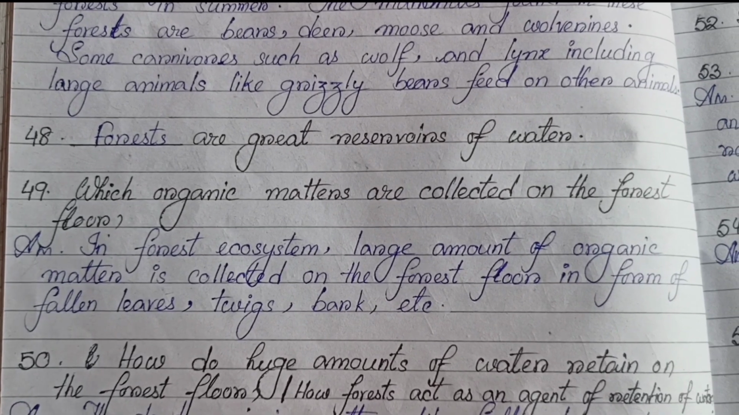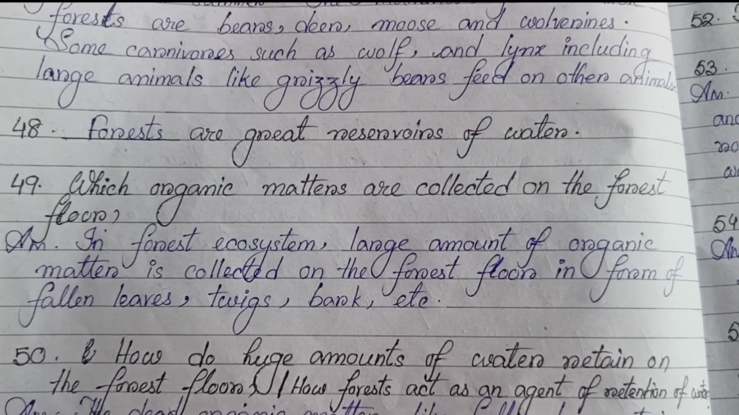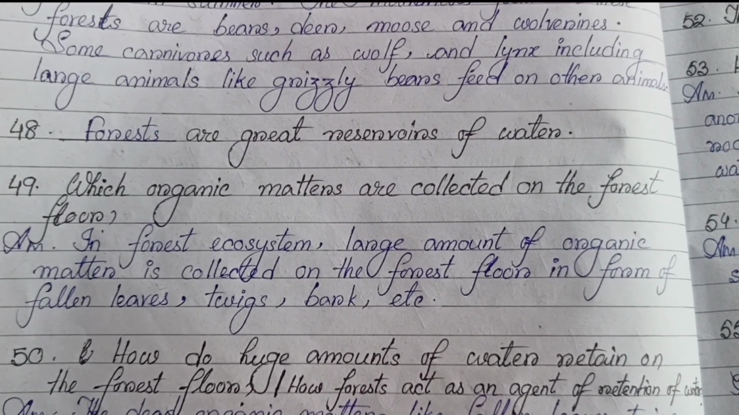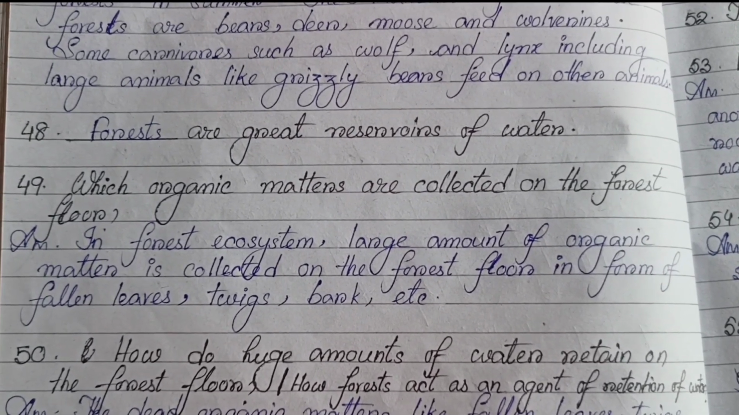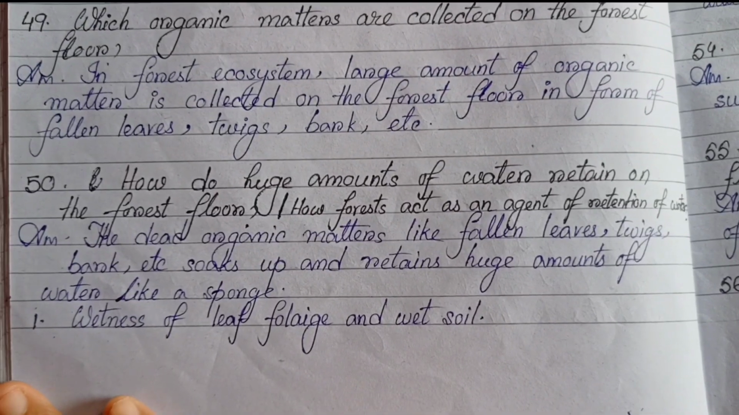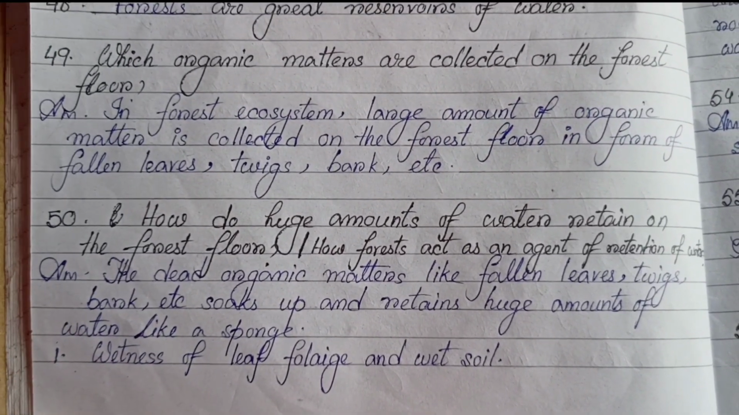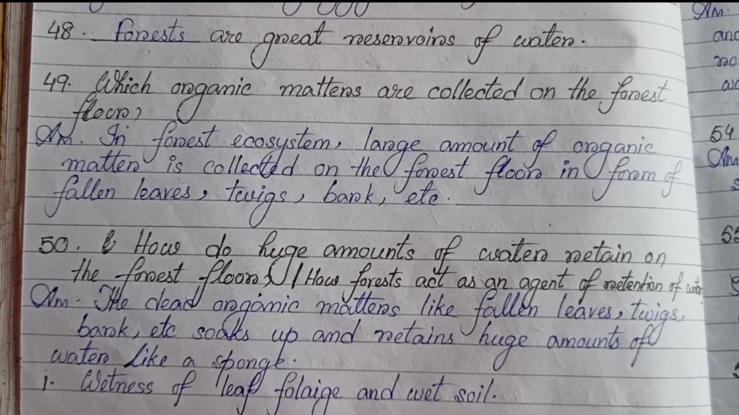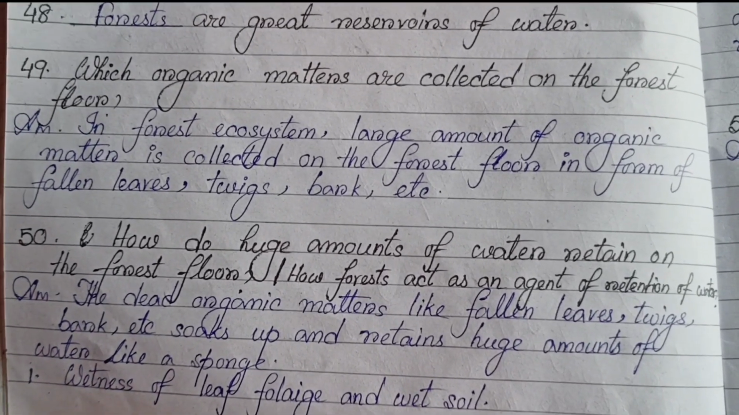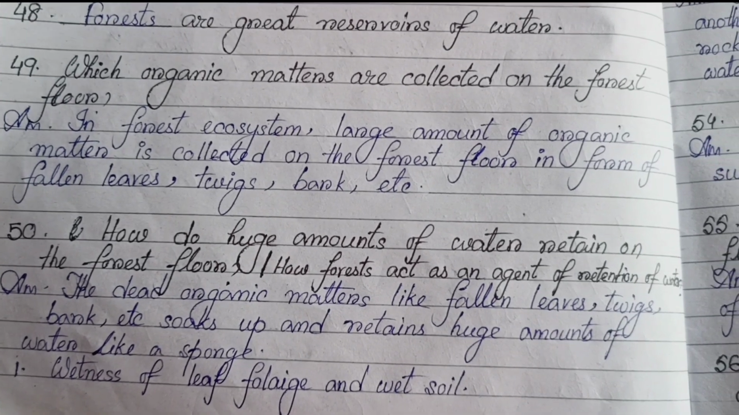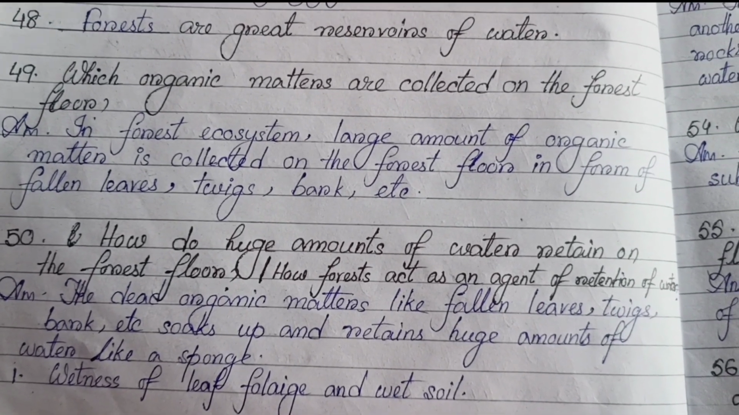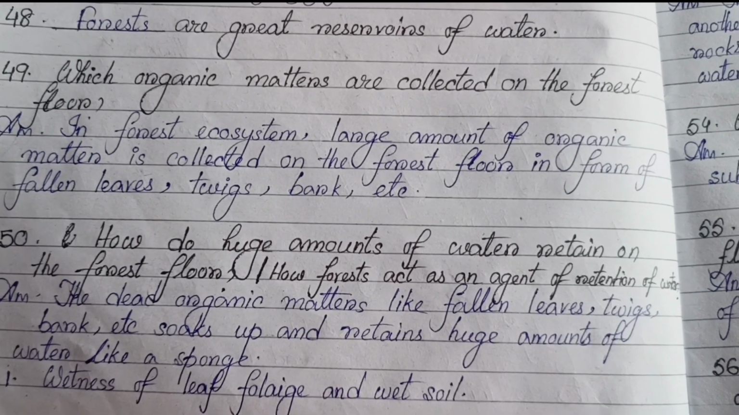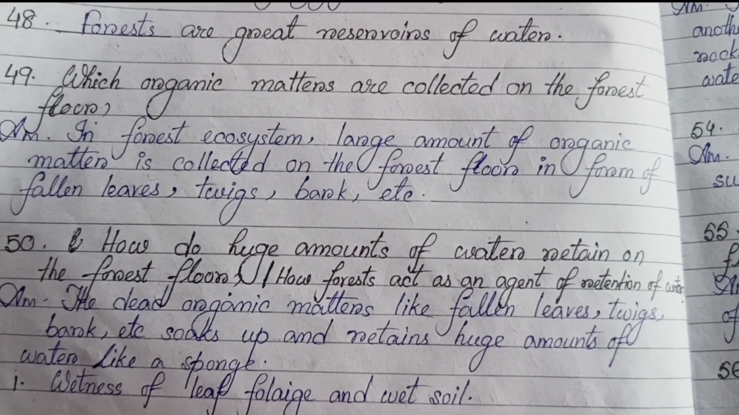49. Which organic matters are collected on the forest floor? In forest ecosystem, a large amount of organic matter is collected on the forest floor in the form of fallen leaves, twigs, bark, etc. 50. How do huge amounts of water retain on the forest floor, or how do forests act as an agent of retention of water? For both questions you can write this answer. The dead organic matters like fallen leaves, twigs, bark, etc. soak up and retain huge amounts of water like a sponge.